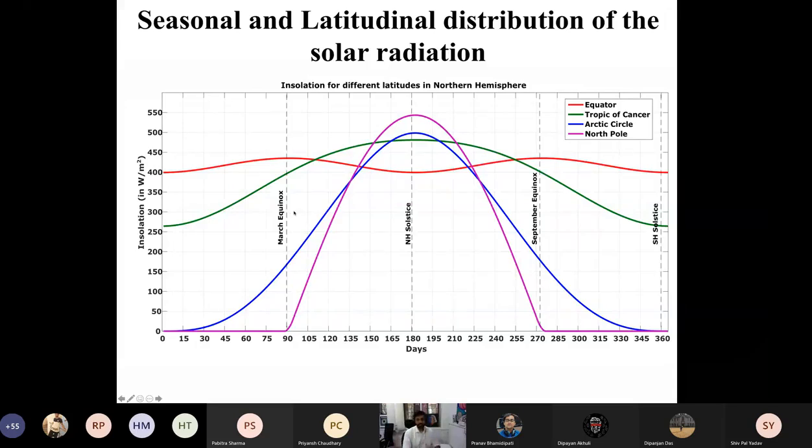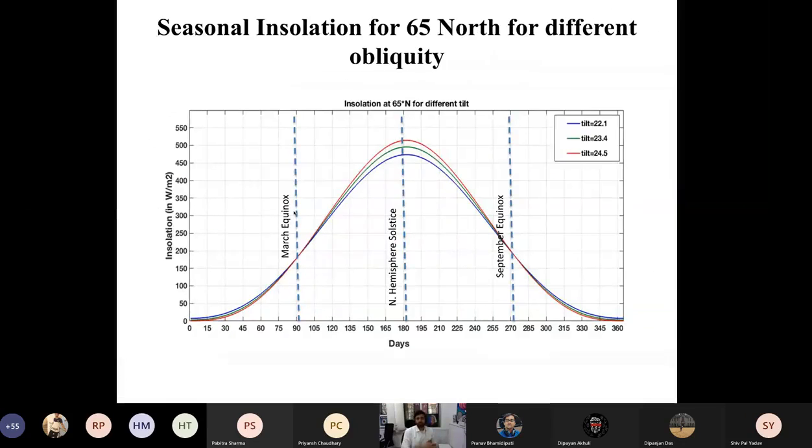Okay, keep that in mind. So there is a latitudinal variation in incoming solar radiation, which is leading to an energy imbalance of the planet, right? Now, this solar radiation, this is a calculation of the incoming solar radiation given in watts per meter square over number of days of the year for different tilts. We are looking at tilts of 22.1 to 24.5. So with the change in the tilt, we have not much of a difference in the incoming solar radiation.